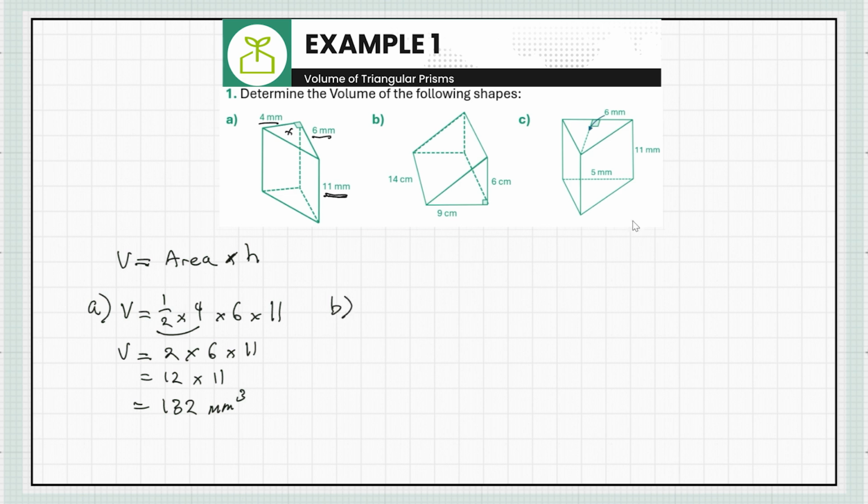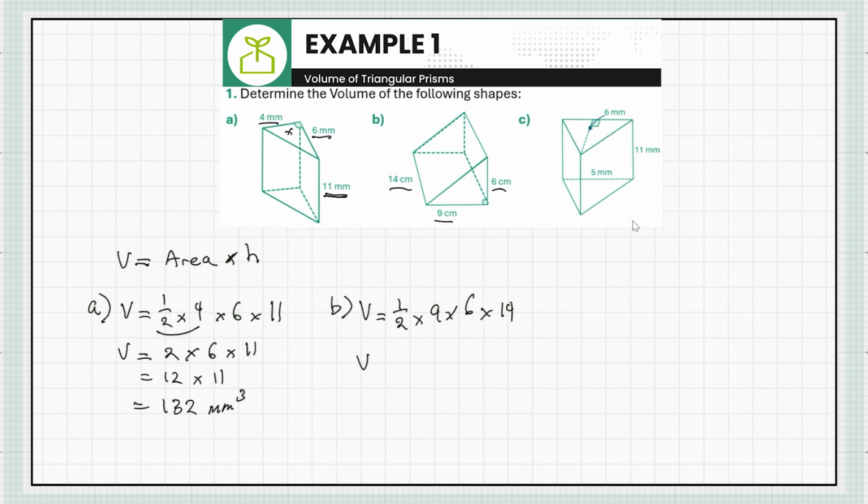Same idea for B. We just really have to make sure we're identifying the right parts. Typically they won't give you any information in these questions that isn't helpful, so you don't really need to find out what's wrong and what not to use. We just need to correctly do our area calculations and then multiply by our height. So our volume is going to be equal to half times 9 multiplied by 6, and then finally multiplied by our height, which is 14.